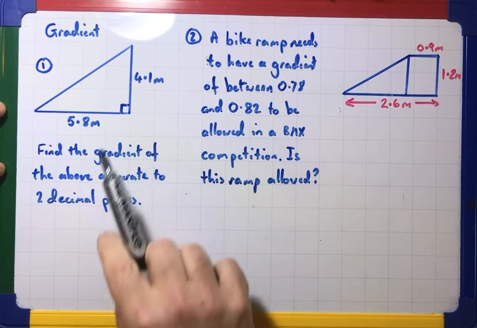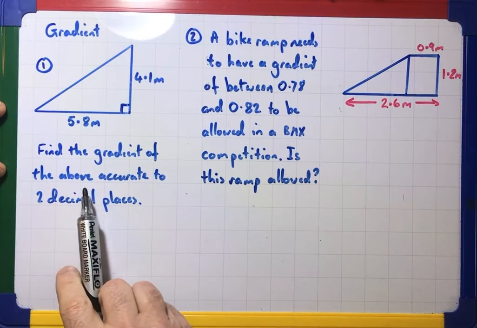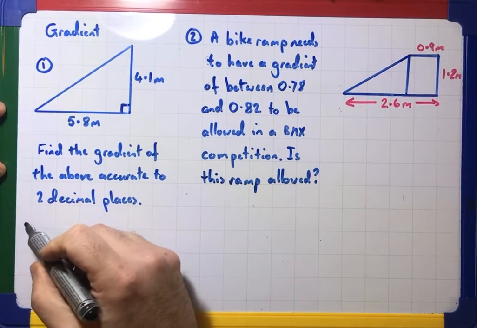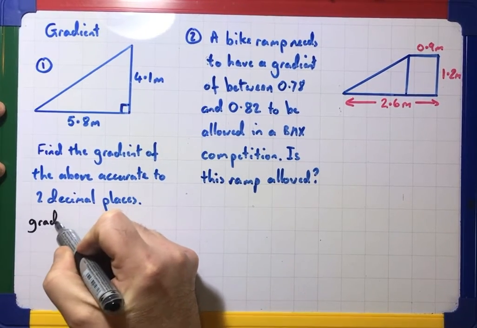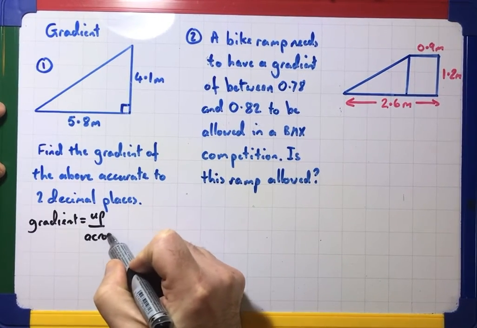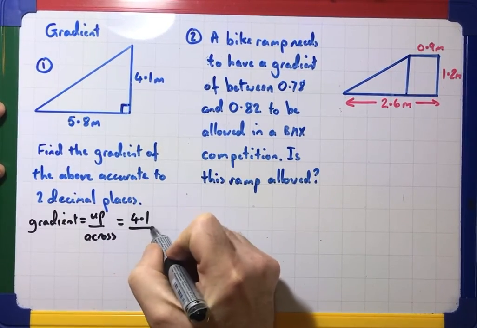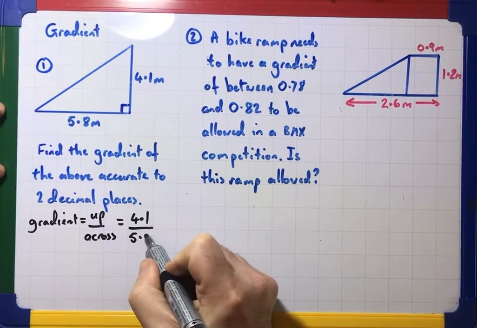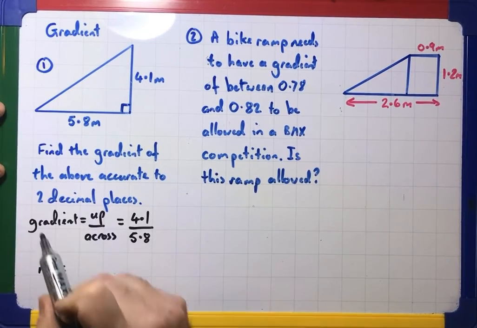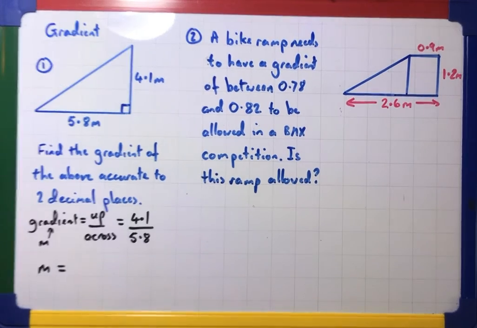If we look at this first one on gradient, it says find the gradient of the above, accurate to 2 decimal places. Remember, your gradient is up divided by across. So this is 4.1 up and it's 5.8 across. Sometimes we use the letter M to represent gradient. Now I'd use a calculator for this.